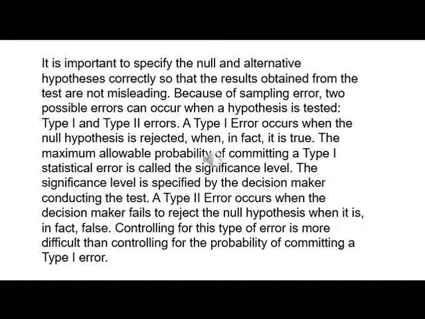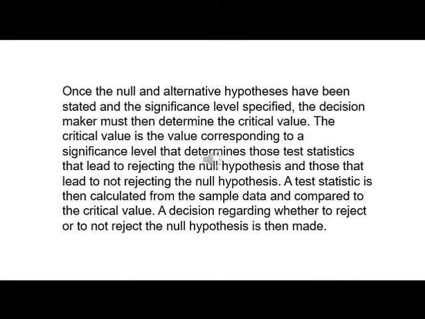Once the null and alternative hypotheses have been stated and the significance level specified, the decision maker must then determine the critical value. The critical value is the value corresponding to a significance level that determines those test statistics that lead to rejecting the null hypothesis and those that lead to not rejecting the null hypothesis. A test statistic is then calculated from the sample data and compared to the critical value. A decision regarding whether to reject or to not reject the null hypothesis is then made.